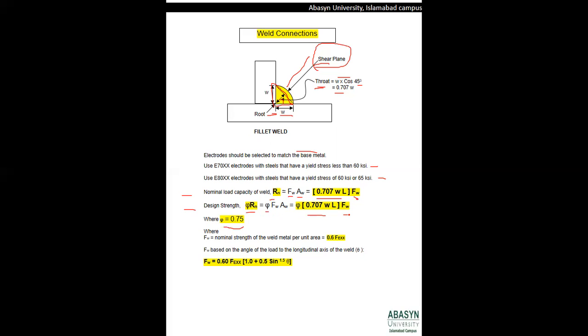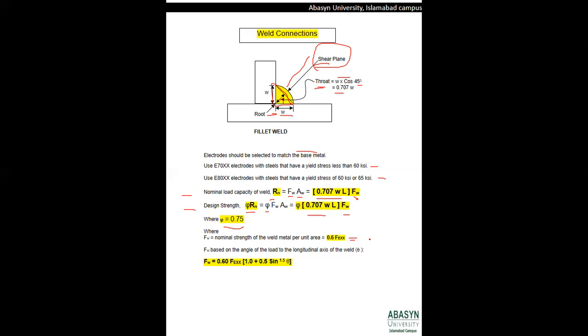The nominal strength of the weld per unit area is taken as 0.6 times the strength of the electrode. It is equal to Fw equals 0.6 Fexx when the weld is in one direction, that is, either in the horizontal direction or in the vertical direction. That is, either it is along the x-axis only or along the y-axis only.